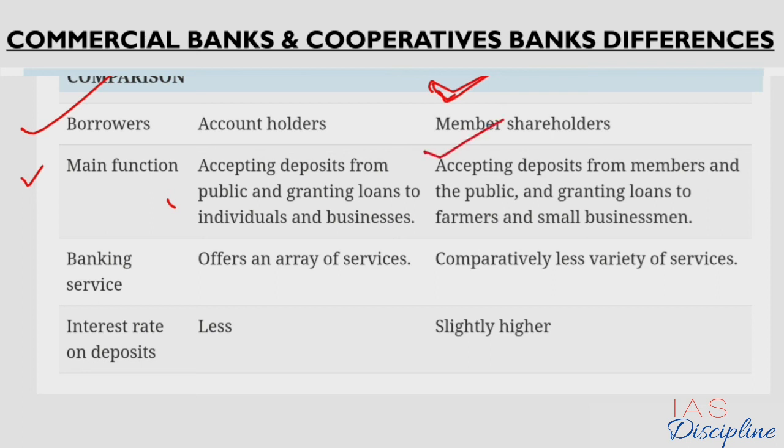Accepting deposits from members and the public and granting loans to farmers and small businessmen. Here see friends, you can see the service, providing service to farmers and small businessmen. Here you can see the cooperative banks are working for the poor masses, poor people. Okay, and it is working as a business. Banking services offer an array of services, that means it offers a variety of services, whereas here you can see a less variety of services. Interest rate is less, here slightly higher, not very much higher but slightly higher.